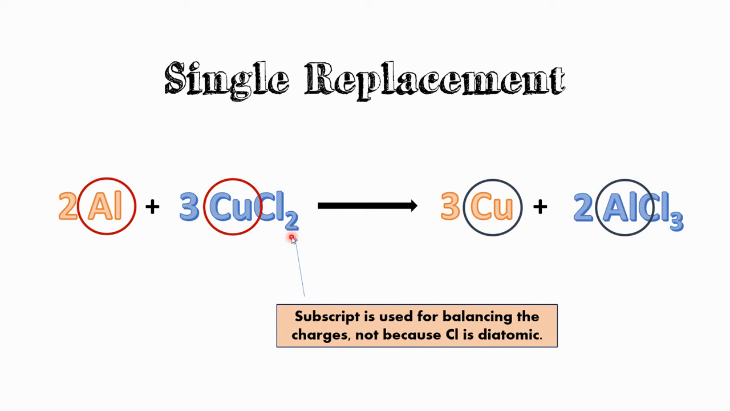Don't forget that at the end, we have to use subscripts, not because this Cl is diatomic, but because we needed it to balance out copper 2 chloride. And it's the same here. That's why we see a 3 on the other side.